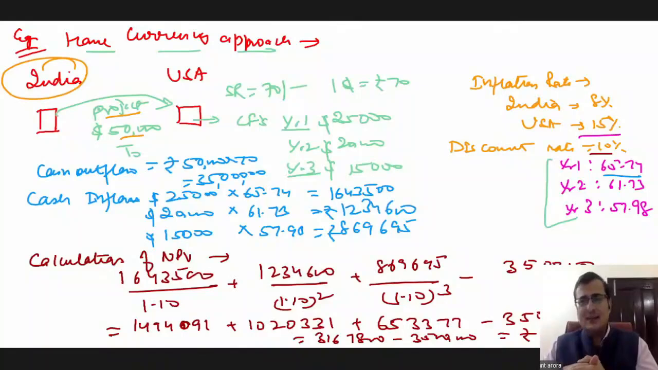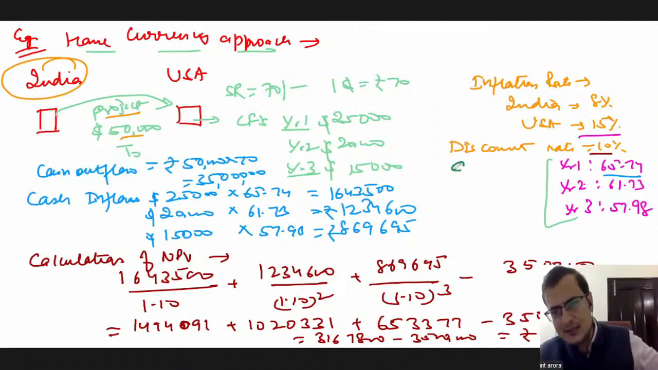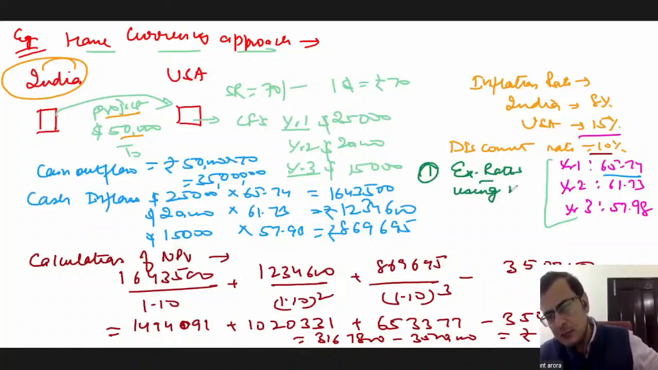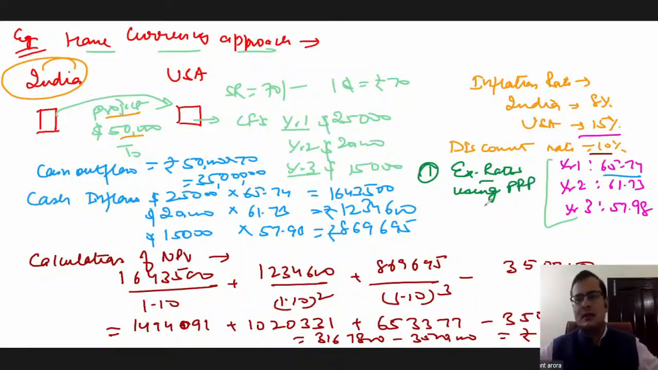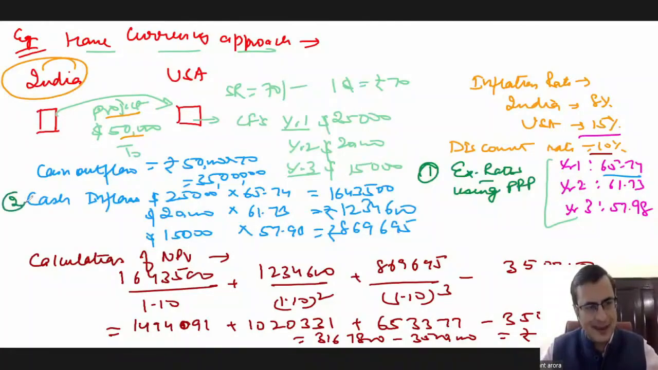So what we have done, let me just give you the steps once again. First, we calculated the exchange rate using PPP. I have written over there, these were your exchange rates. Step number 1, using PPP. Second was the calculation of cash inflows and obviously the cash outflows, 2A and 2B.